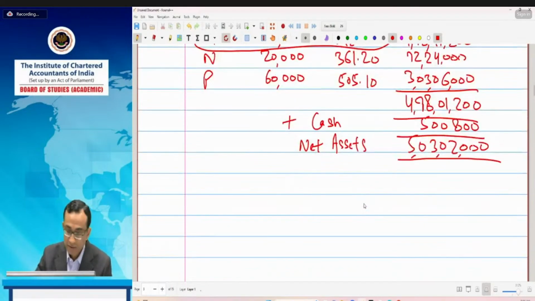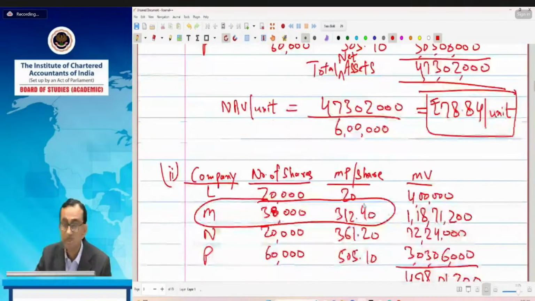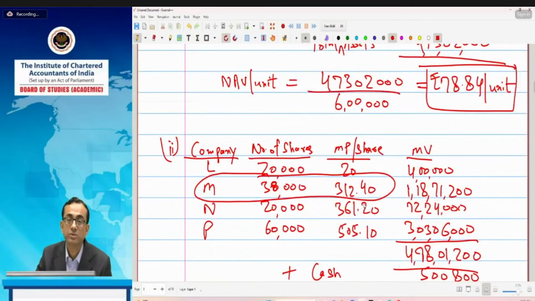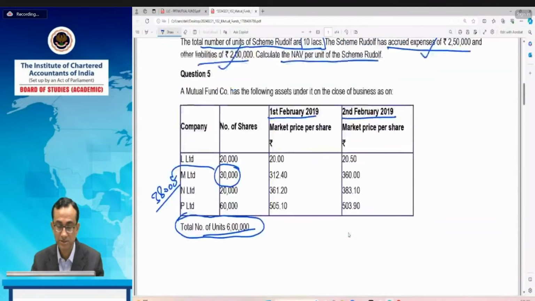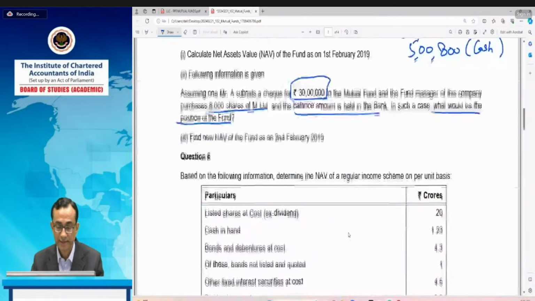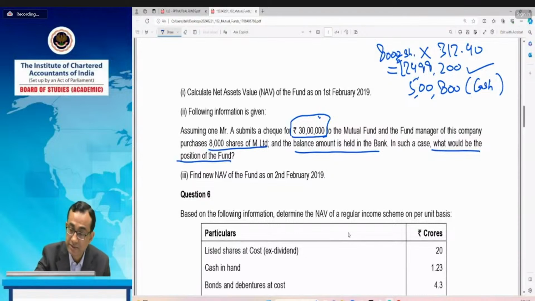Okay. Now we know the amount of investment in shares and the amount of investment in cash. Now, what about the total number of units? Whatever new amount is invested is actually converted into units, and the total units are then determined. So what is the total number of existing units? The existing units are 6 lakh. And by way of this further investment of 30 lakh, some units might have increased. So what will be the number of units added due to this investment of rupees 30 lakh? Let us see.